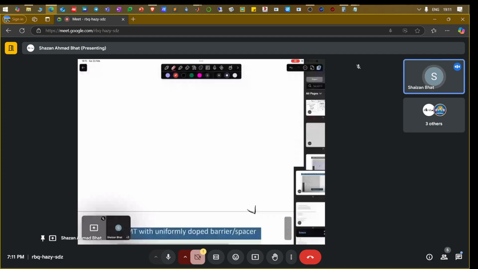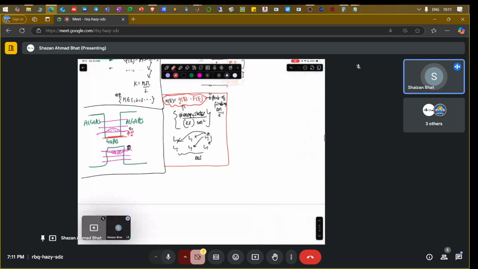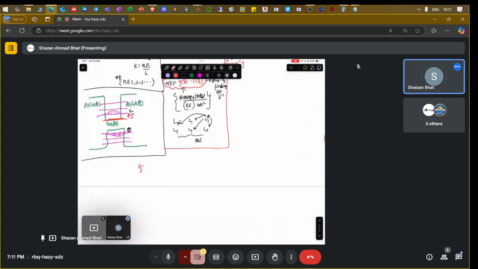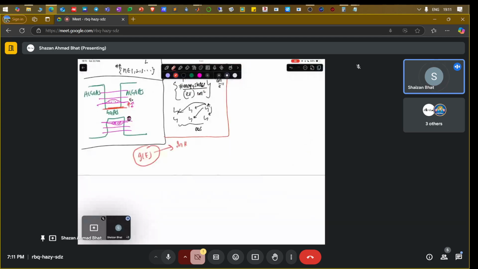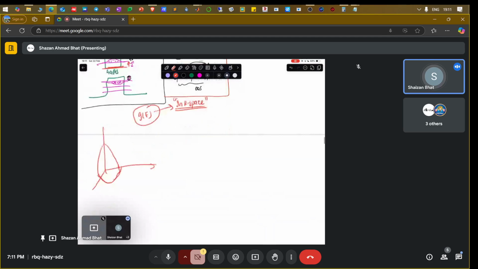So now what is going to happen? This particular density of states is computed in K space, or even in real space you can compute it. So you consider a system like this, where this is Kx, this is Kz, this is Ky.